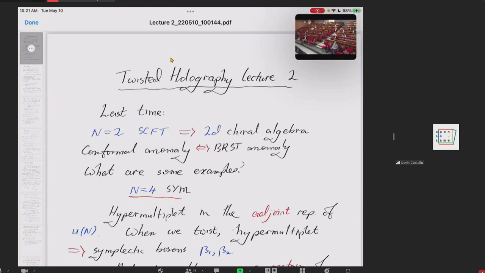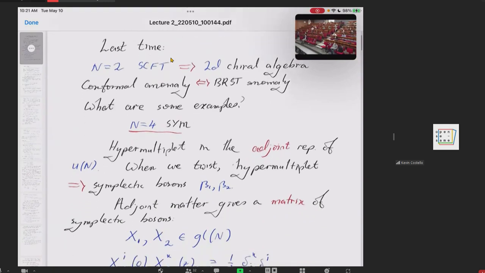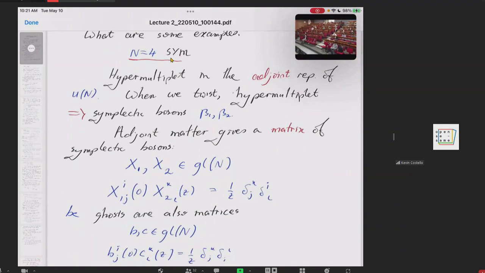Of course, as I think everybody knows, this is a superconformal field theory. So in this case, this is N=2 with a hypermultiplet in the adjoint representation of U(N). Now, when we twist, the hypermultiplet becomes two fields, not one field. So each hypermultiplet becomes a pair of symplectic bosons. So this tells us that in the chiral algebra, we're going to find a pair of adjoint valued fields, X1 and X2. So X1 and X2 are both matrices.